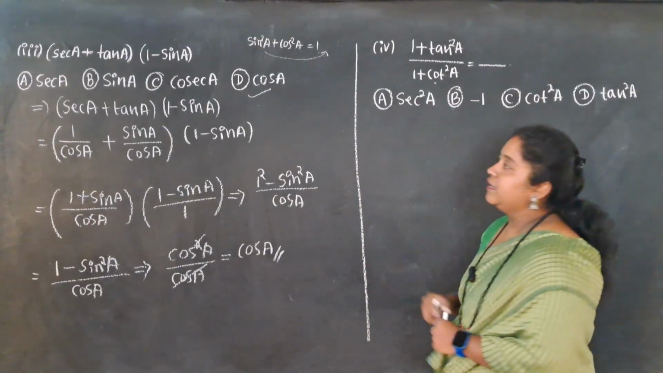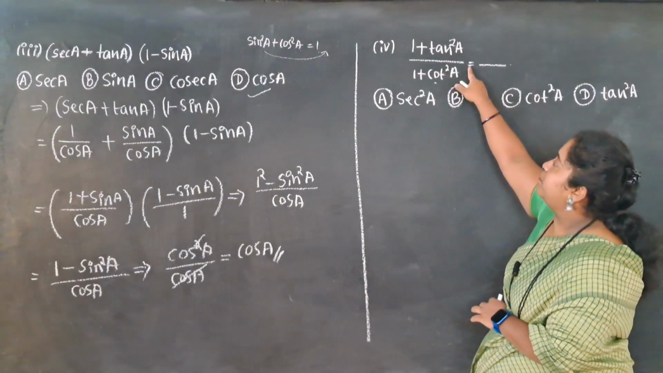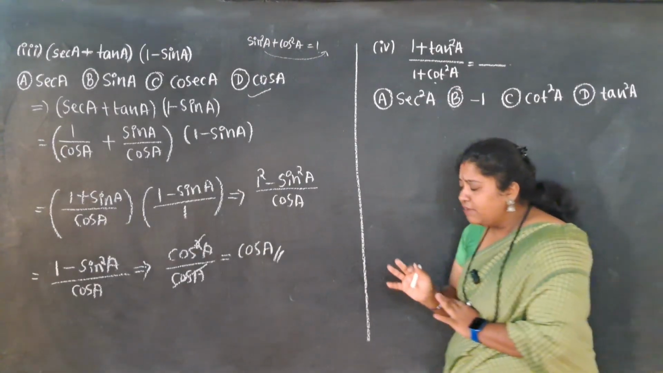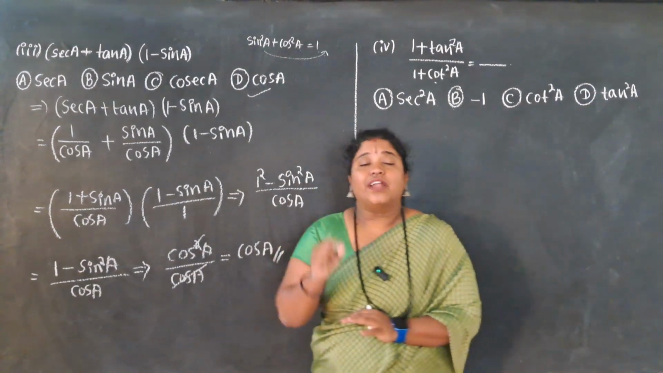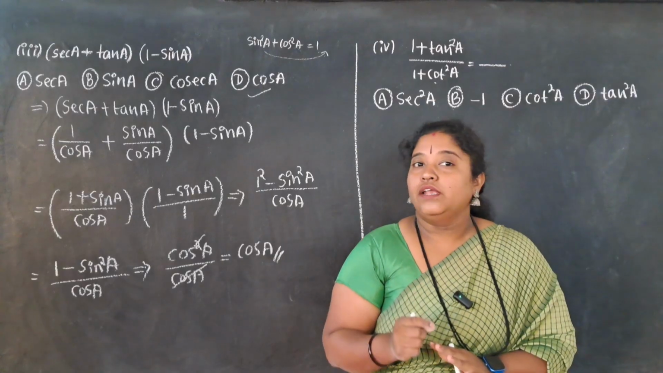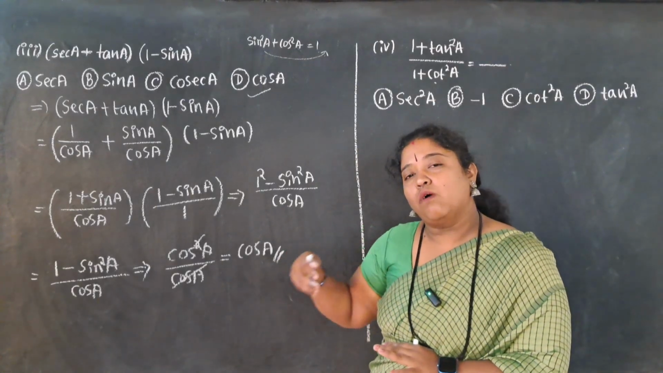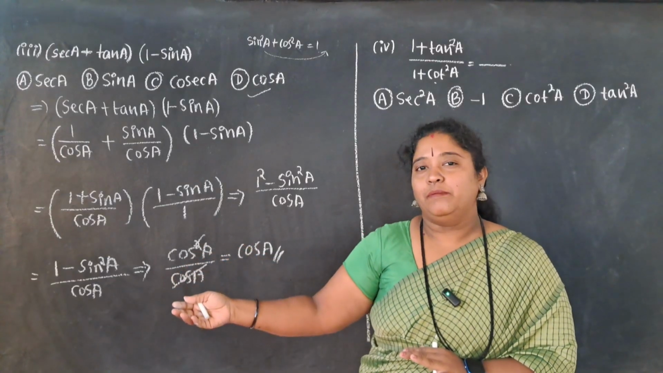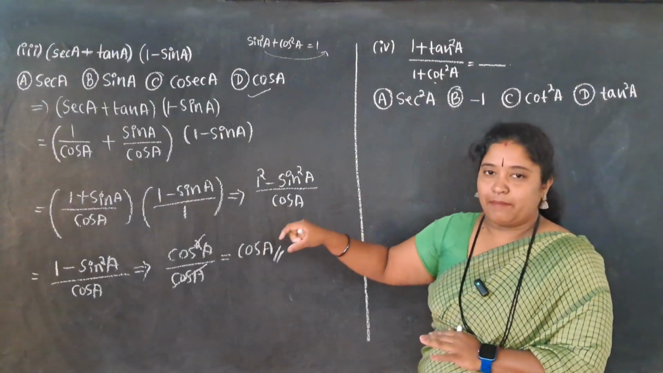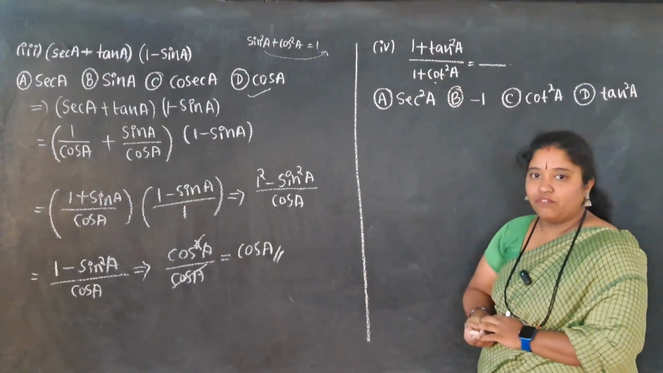Understanding? We'll move to the next question. In this question, we have 1 plus tan square A divided by 1 plus cot square A equal to dash. Whenever this kind of question is given, try to convert all of them in the form of sine and cos. Then only you will get the answer very quickly, dear. Otherwise, if you do it in a complex manner, you may get confused in between. So please go through a simple manner.